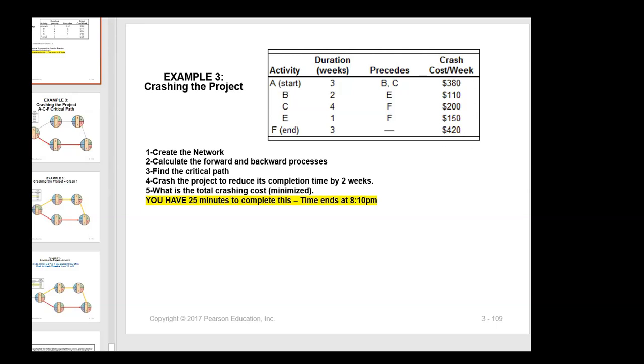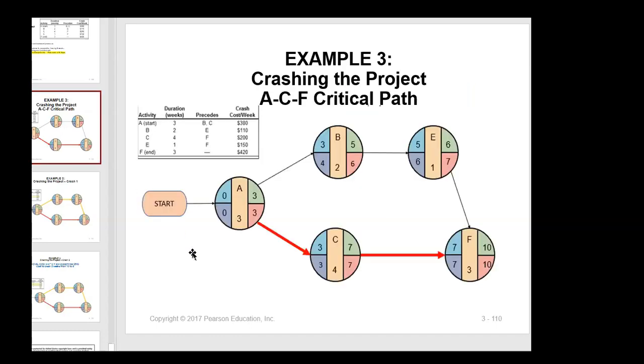Remember that for the crashing process, we need to find the critical path first. After knowing the critical path, the next step for us is finding the lowest cost on the critical path and then crash. So looking at the predecessors, we can see that B and C are going to start to work after A completes. E waits for B. F waits for C and E, both of them.